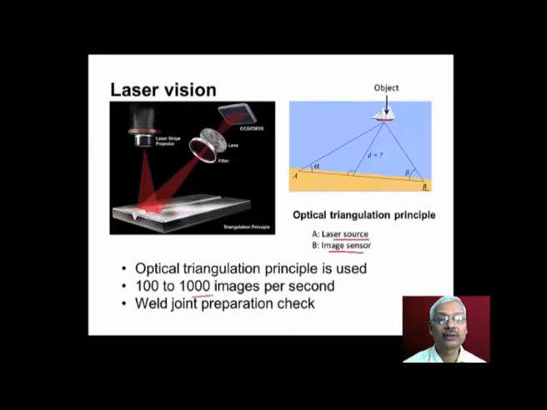100 to 1000 images per second can be captured in this system. So normally this is used for weld joint preparation. Check whether the weld joint preparation is okay or not. What is the leg distance, what is the angle, whether any mismatch is there. Such things can be inspected using this laser vision.